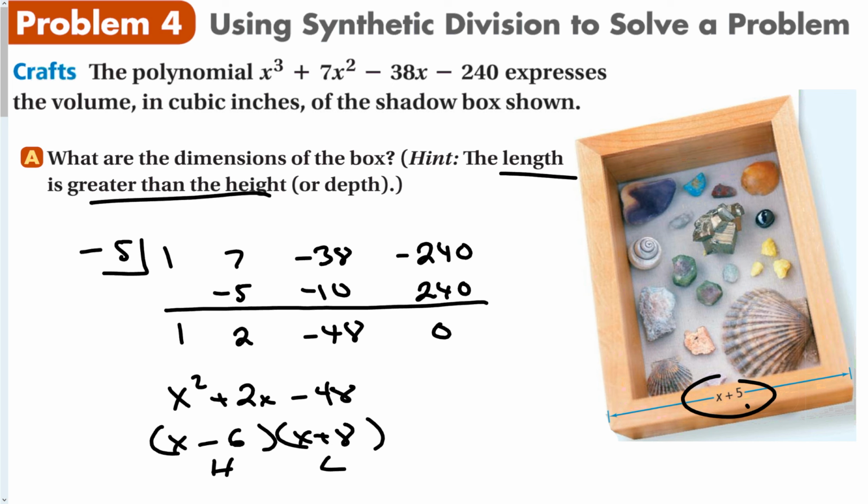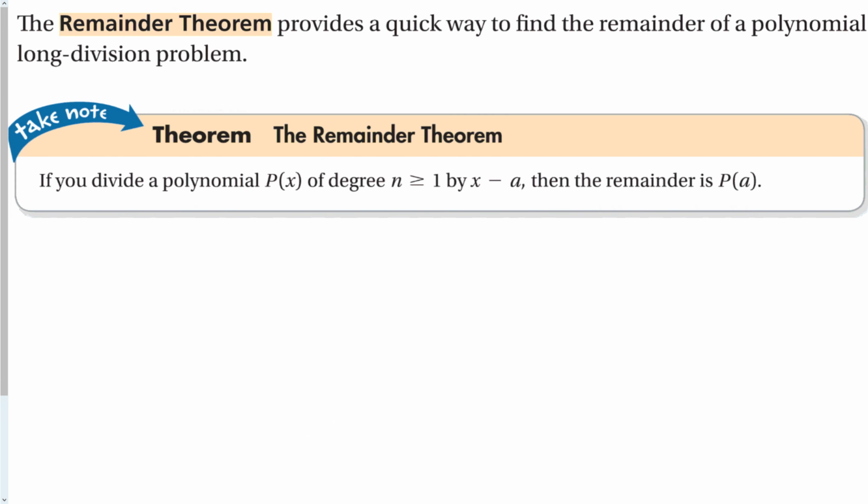Okay, and then if we had a specific number, we could just plug it in, which is what the next part says. All right, so let's finish with something called the remainder theorem. The remainder theorem provides a quick way to find the remainder of a polynomial. Why is that useful? Because if you divide a polynomial by some factor, then the remainder is P of a, the function evaluated at that point.